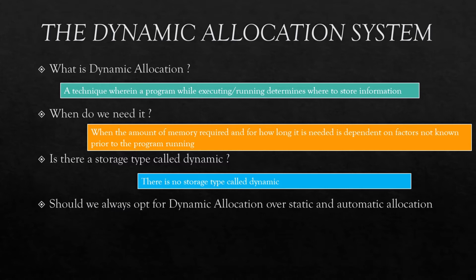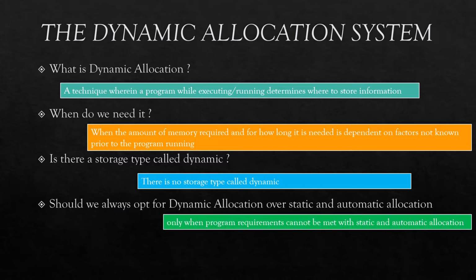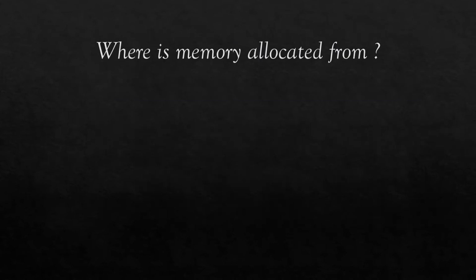Because for one, we could run into issues like memory leaks, where we are allocating memory and then not freeing that memory. Or we could run into a situation where we have run out of memory. And another important point is that using the dynamic allocation system requires more computation time. And so we will use dynamic allocation only when program requirements cannot be met with static and automatic allocation. Now, where is this memory allocated from?